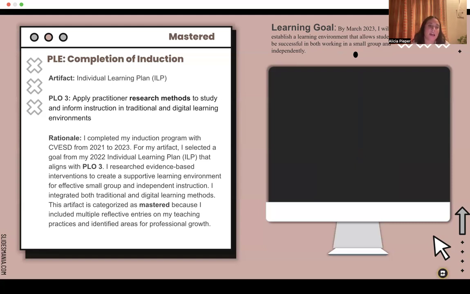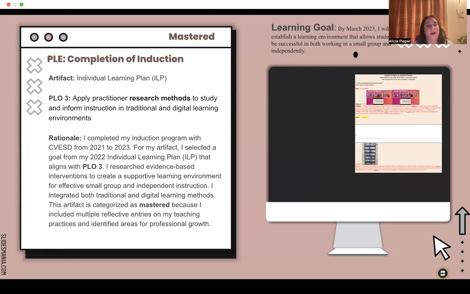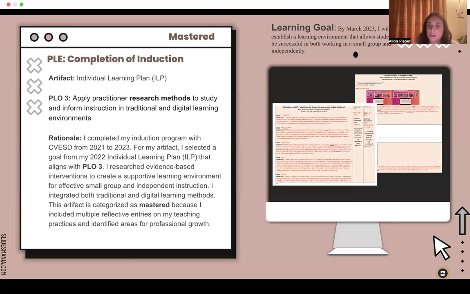This aligns with PLO 3 because I researched evidence-based interventions to create a supportive learning environment that was really effective for small group and independent work. I was able to integrate both traditional and digital learning methods in my classroom. This artifact is categorized as mastered because I was able to write multiple reflective entries on my teaching practices, and I was able to identify areas of growth for myself, and my mentor teacher was also able to help me with that as well.